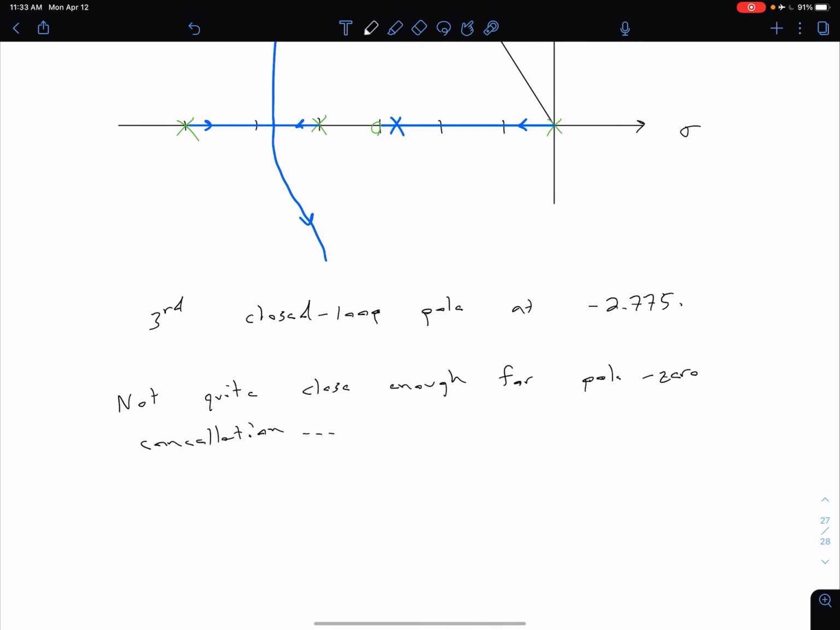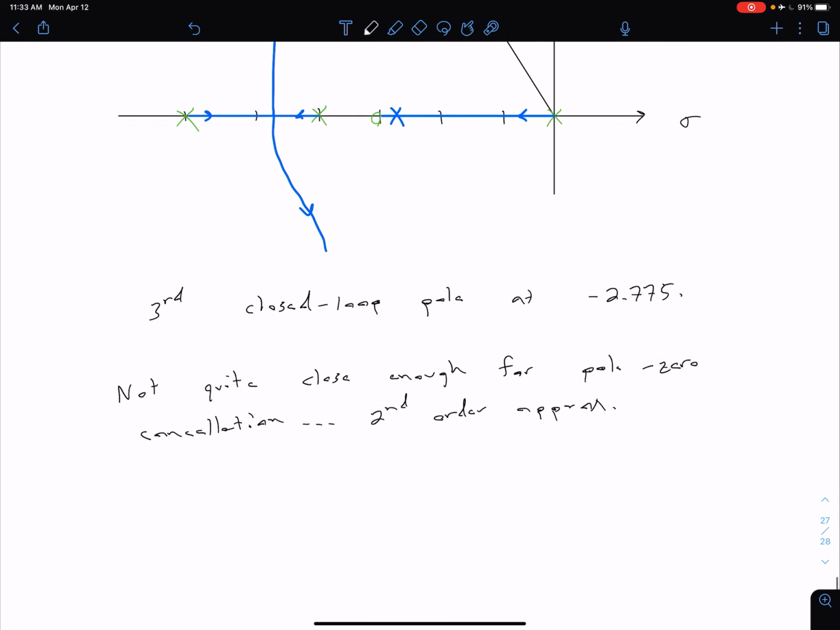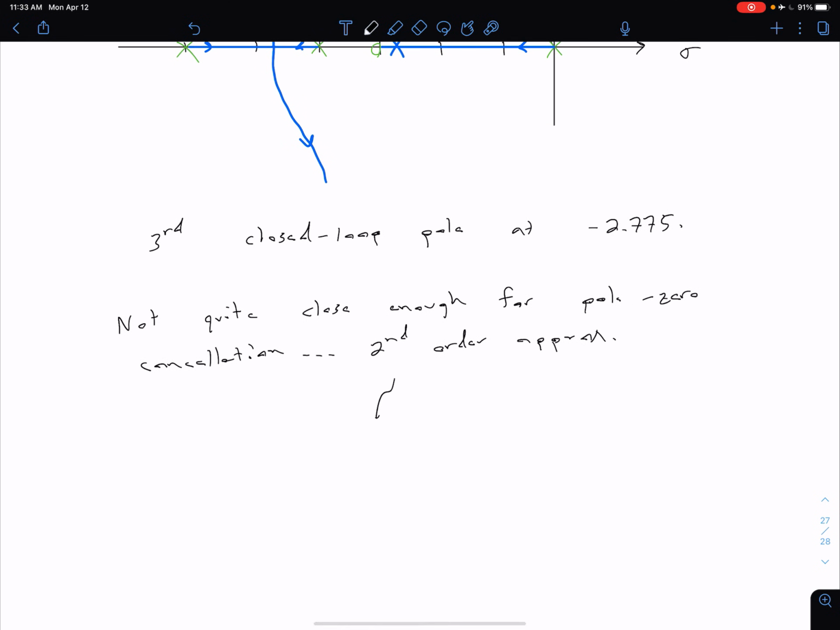And therefore also not quite close enough for a second order approximation. So what that means then is we wouldn't necessarily want to use those second order equations to be very accurate. If we wanted to have more accurate results, we would want to turn to doing simulation. And so that means we could use our step function in MATLAB with our closed loop transfer function T, and we could figure out our exact settling time, percent overshoot, damping ratio, all of that stuff.